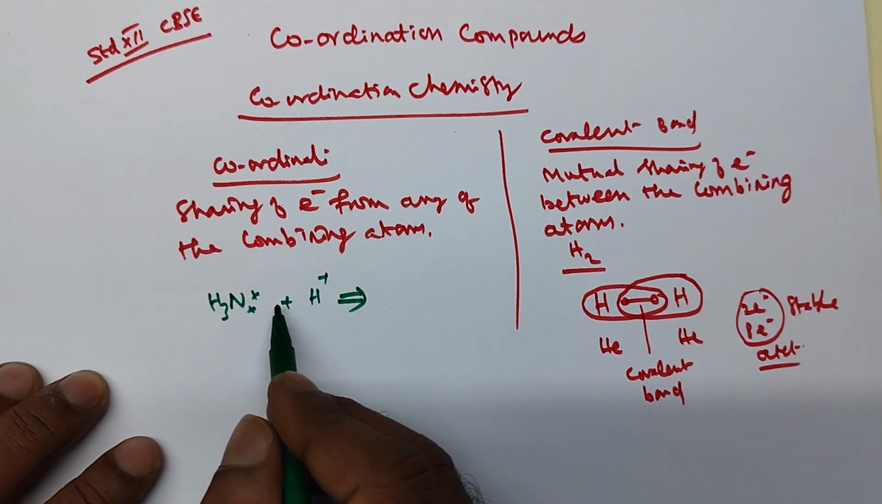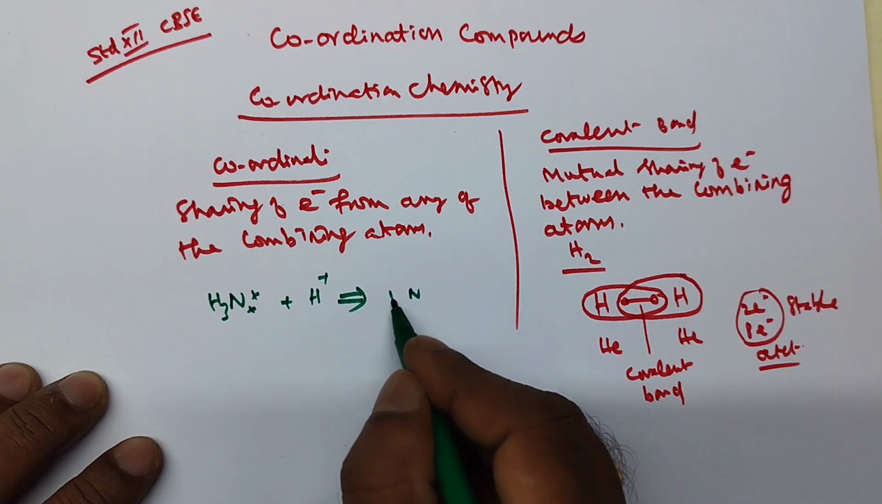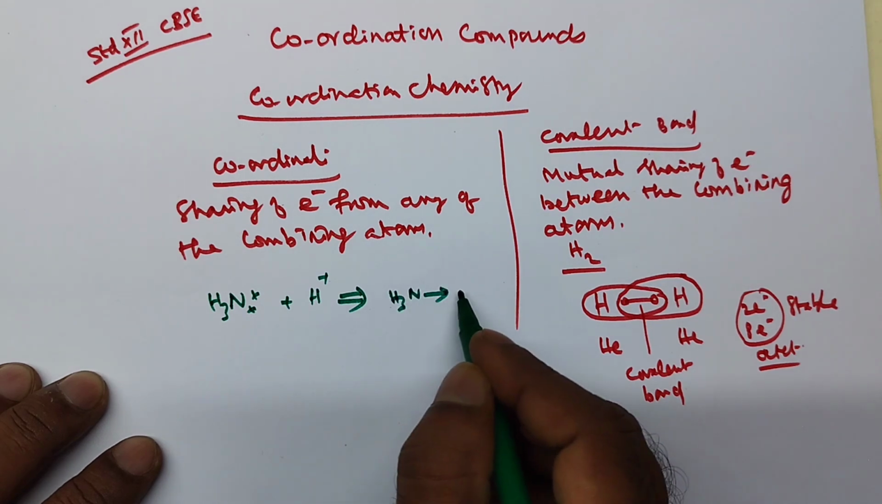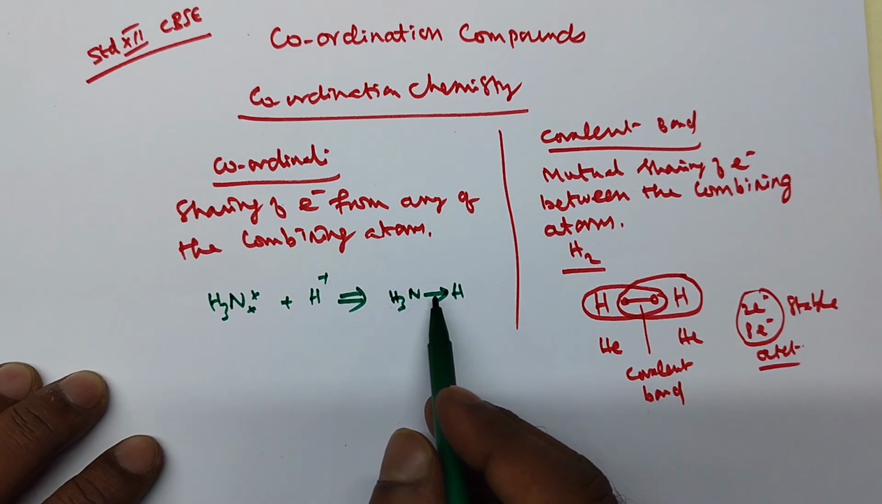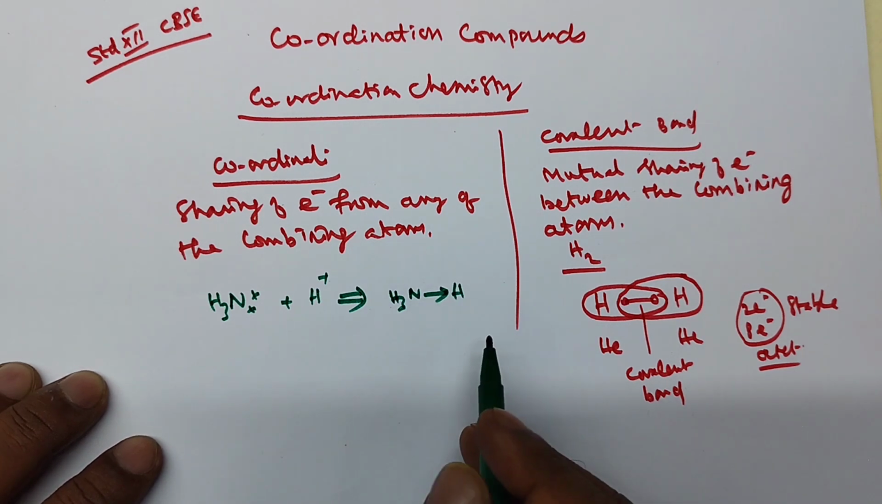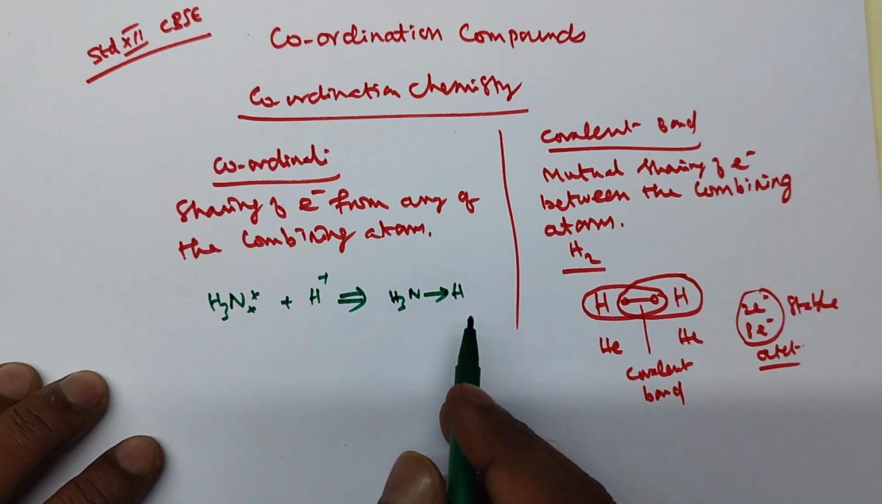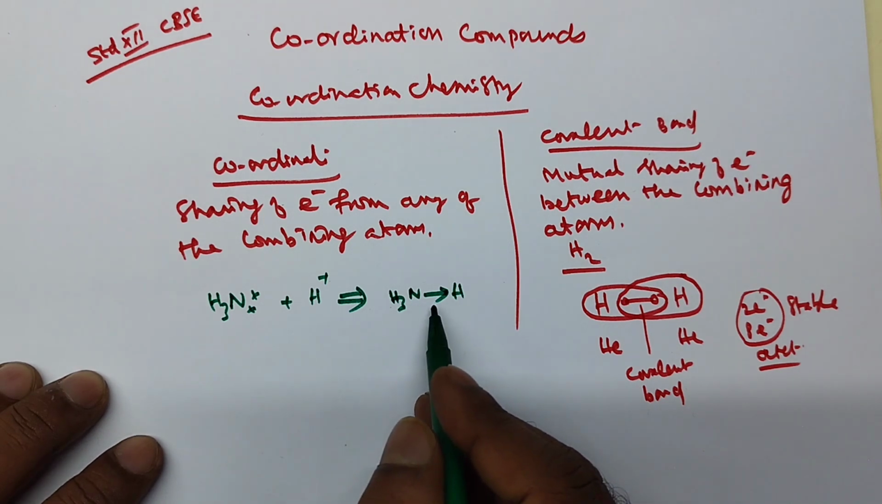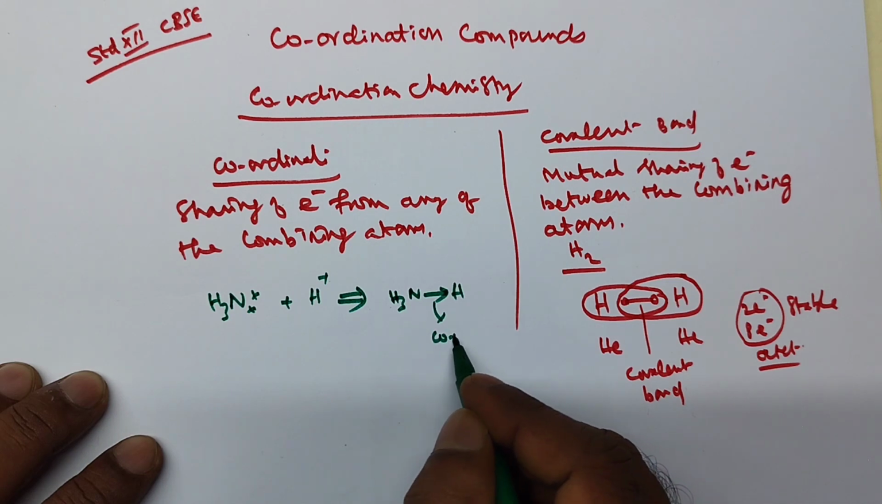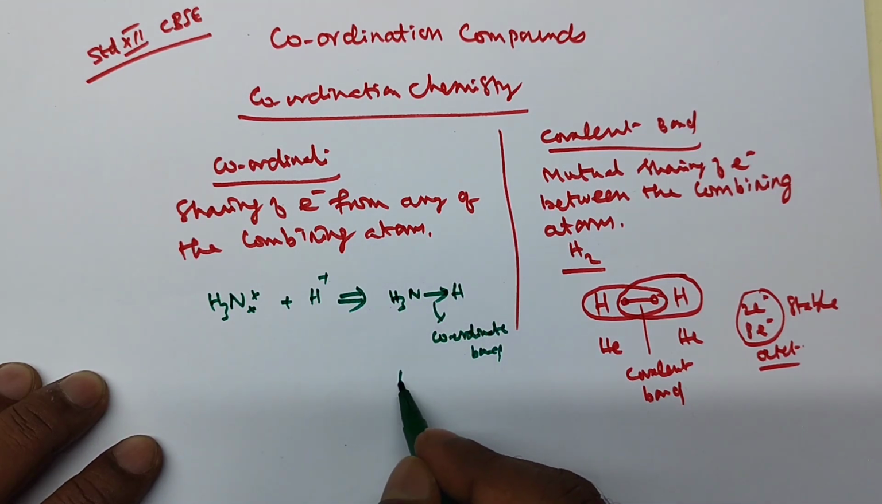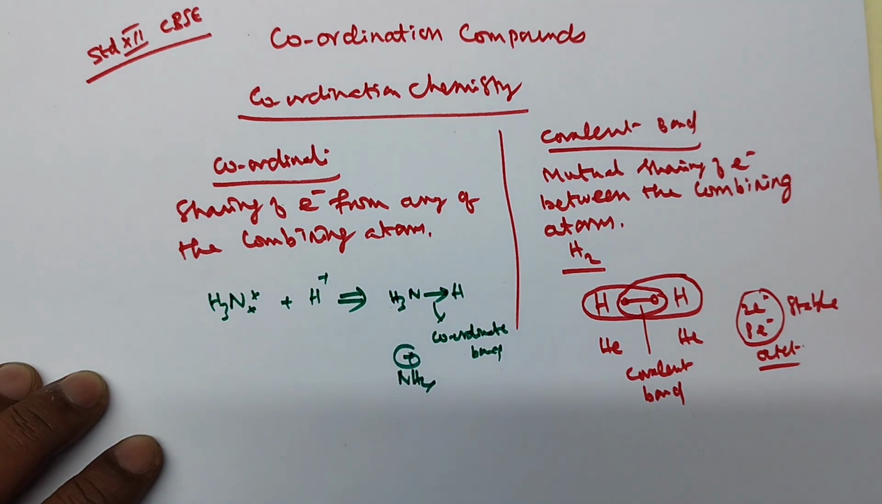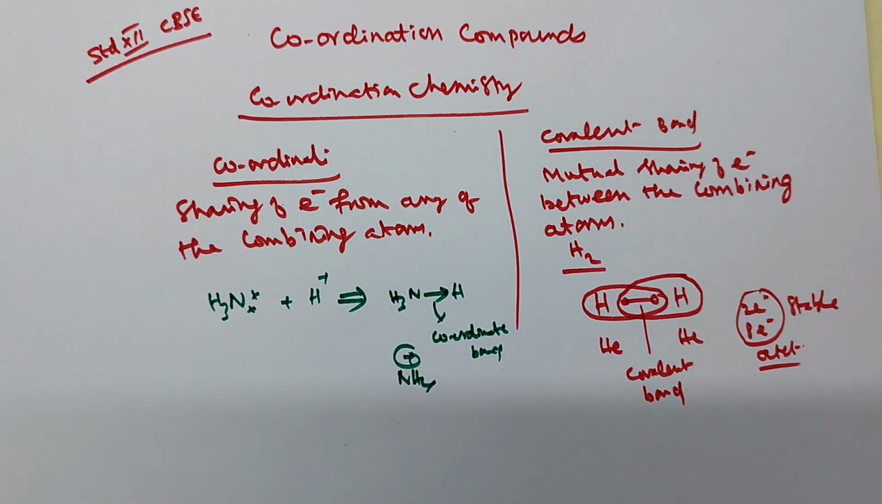That means nitrogen will give the electrons for bond formation. The arrow mark shows from nitrogen to hydrogen, which indicates that both the electrons come from the nitrogen atom. This type of bond is called a coordinate bond. So totally it is NH4 plus. This coordinate bond exists in this type of coordination compounds, which we'll see one by one.